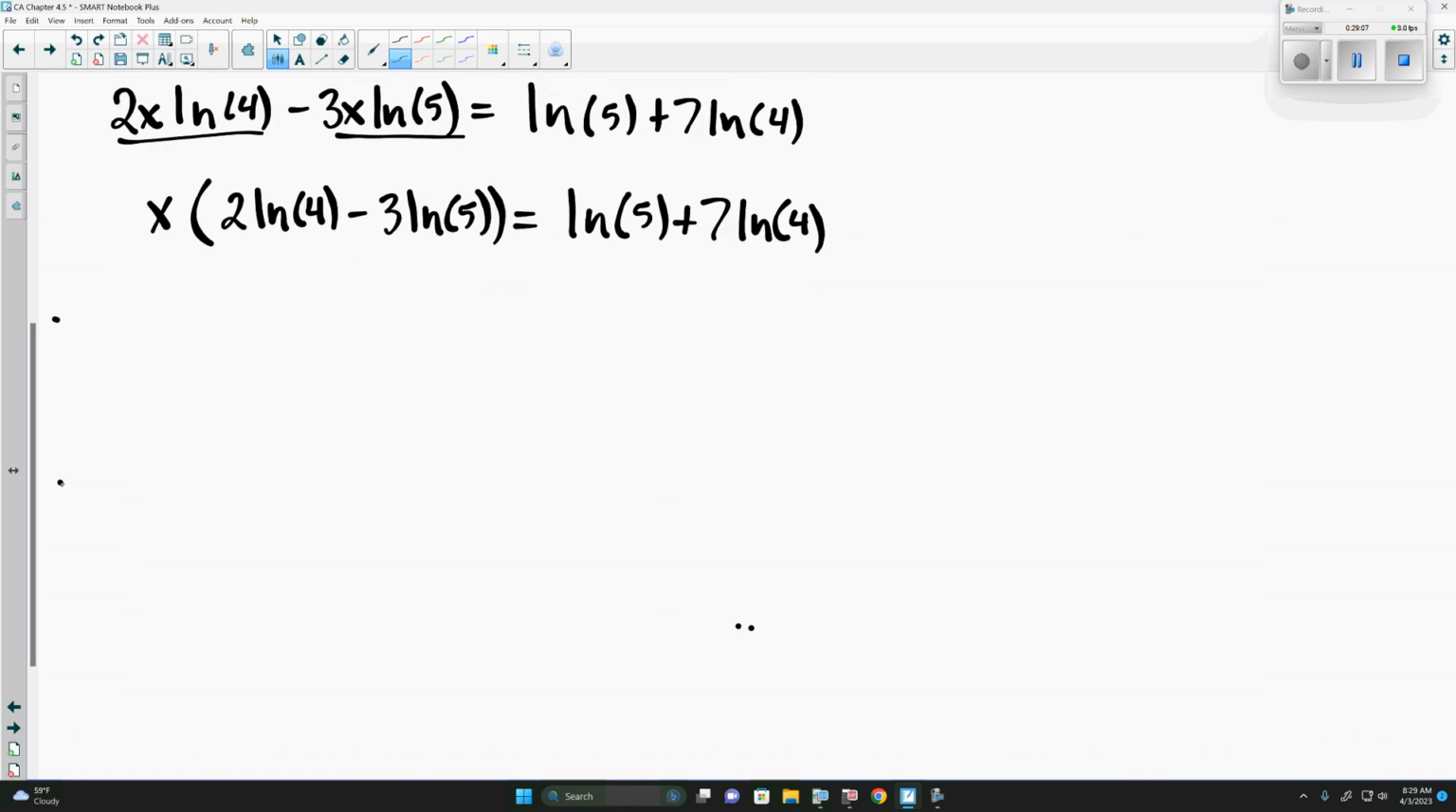And just in case you're wondering, we are almost done. There's one last step. Because now on the left-hand side, we do have x by itself, yes? And we have only one x. And it's being multiplied by our 2 ln of 4 minus 3 ln of 5. Well, all of this here is just a number. So I can divide 2 ln of 4 minus 3 ln of 5 from both sides.